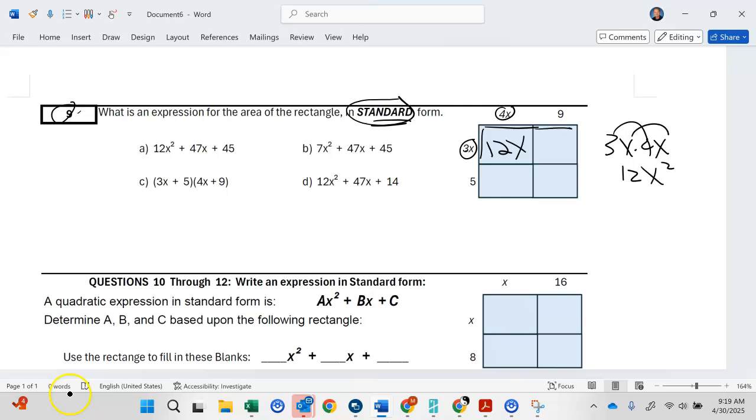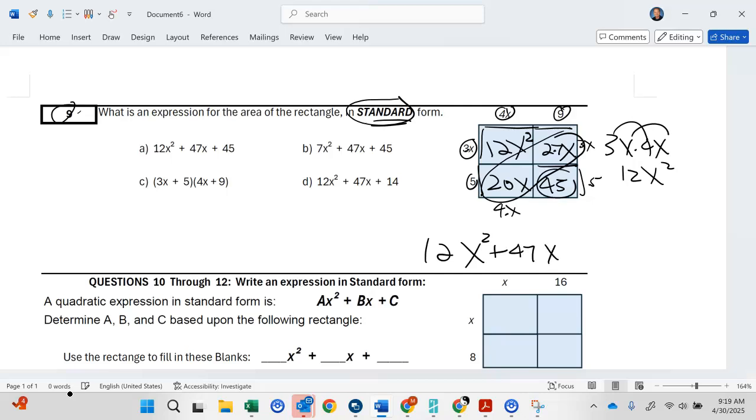Then this one over here is 9, and this 3x is over here, so 27x. 5 here, 4x is the same down here, right? So that's 20x. And then 9 times 5, 45, okay? So we get 12x. Oh, by the way, this should be squared, sorry. That should be squared, 12x squared. And then now we add these together, plus. So 20 plus 27 is 47x, and then plus the 45, okay? So that's going to be this one here.